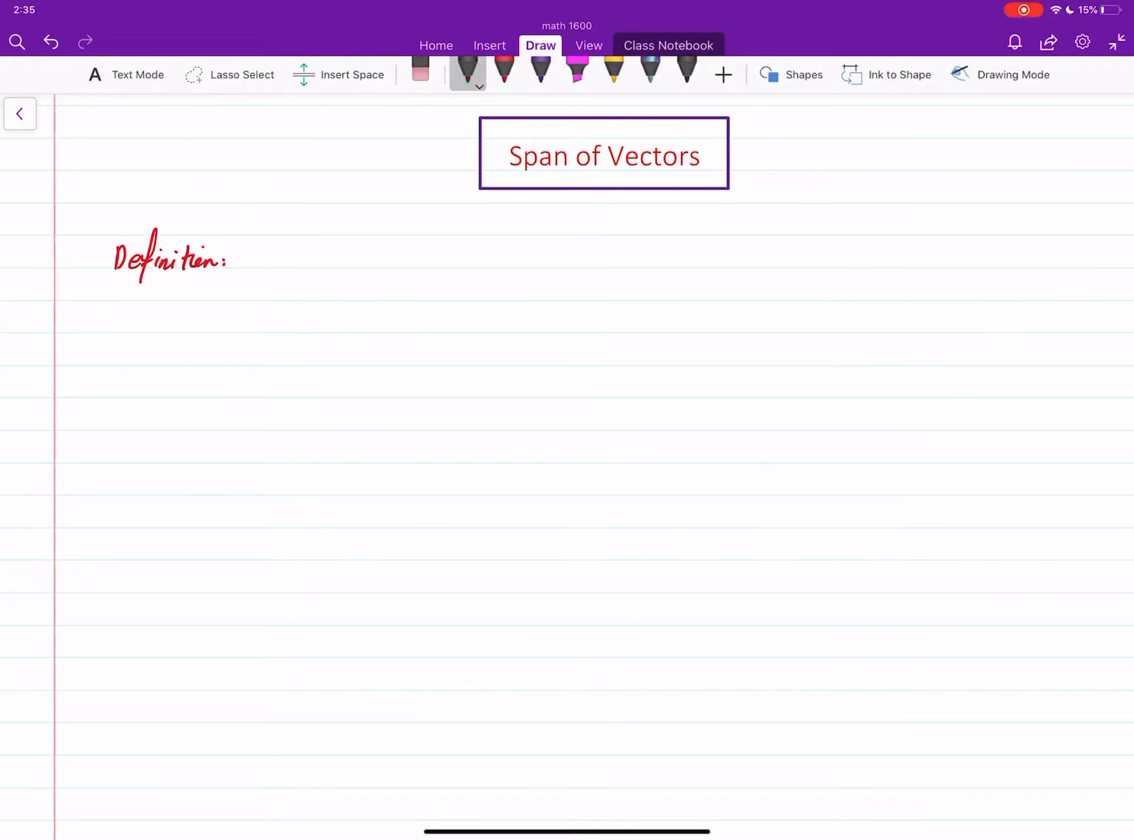So consider we have a set of vectors. Let S, which has k vectors here, be a set of vectors in Rn. So they can have any number of components you like, but all of them are coming from the same Rn.